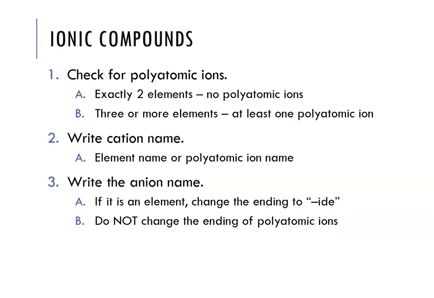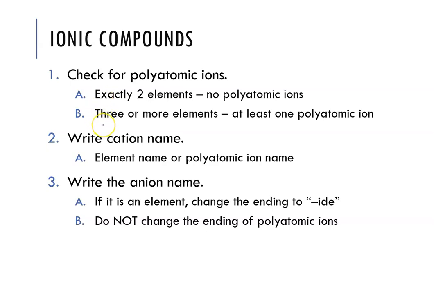For ionic compounds, I check for polyatomic ions. If there's exactly 2 elements, then there are no polyatomics. If there are 3 or more elements, then there is at least 1 polyatomic ion. Polyatomic ions can be found on the back of your periodic table. There's a giant chart of them, so you'll be able to find any polyatomic ion that is in any of the compounds that we look at on that page.